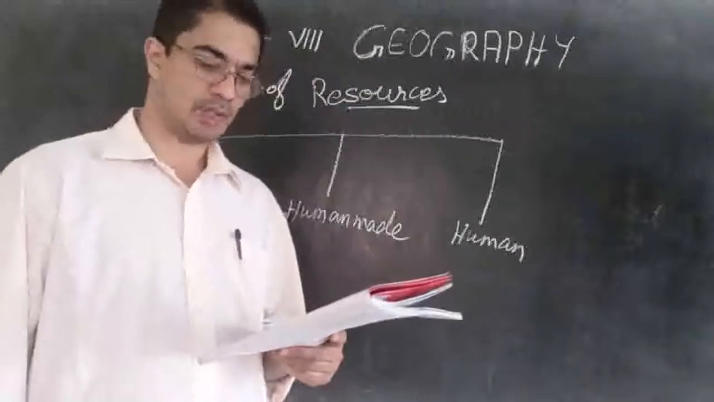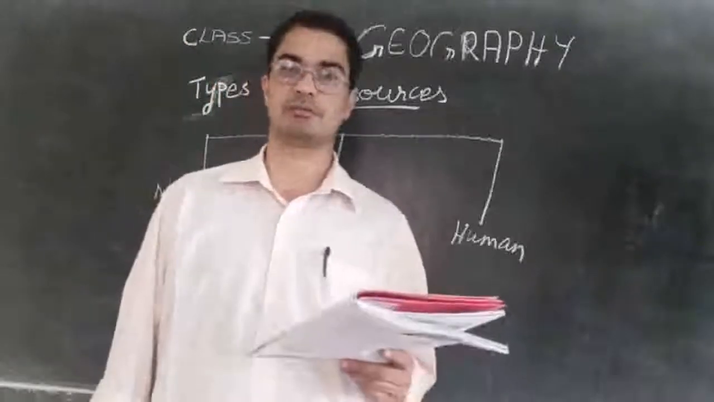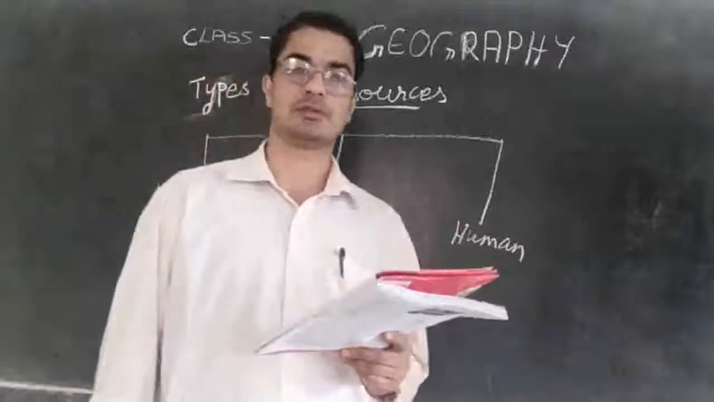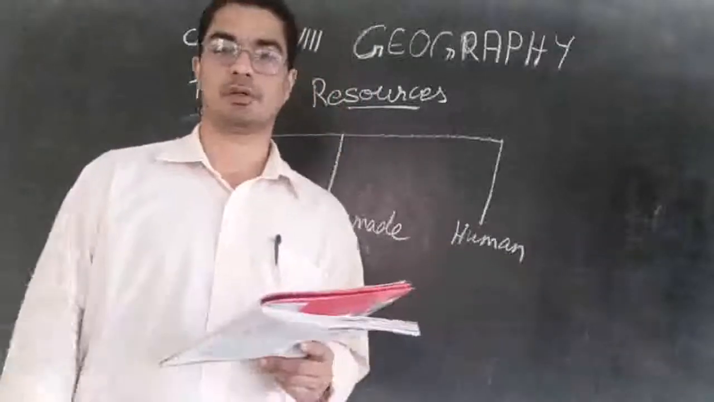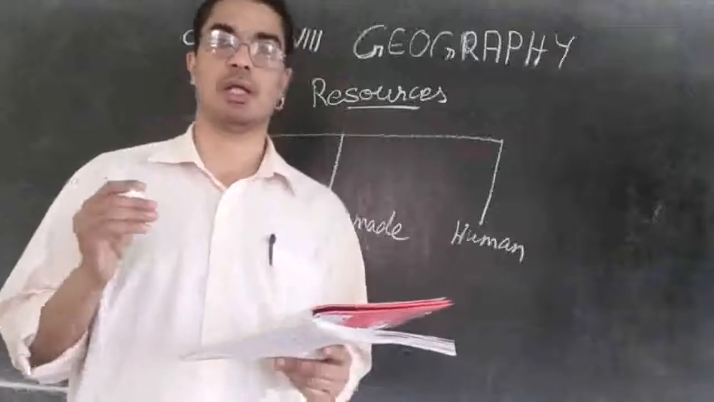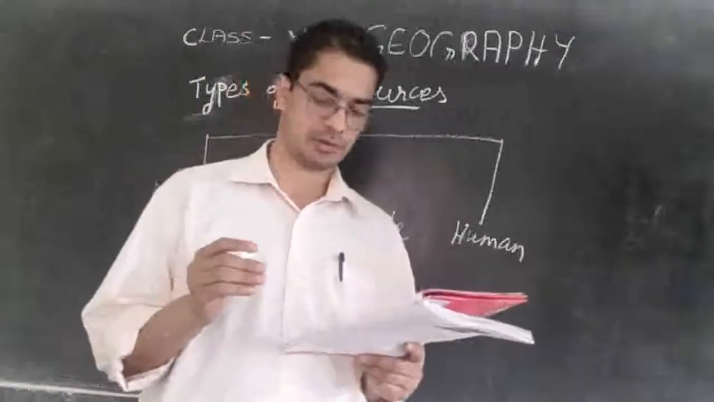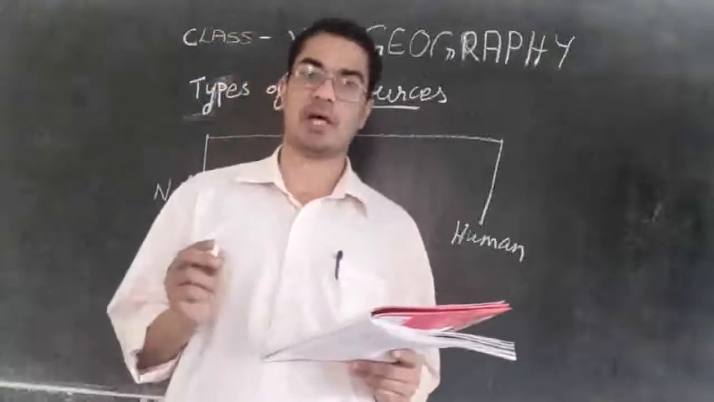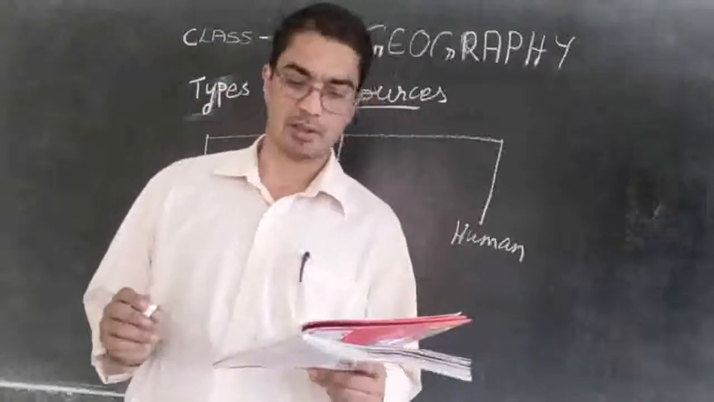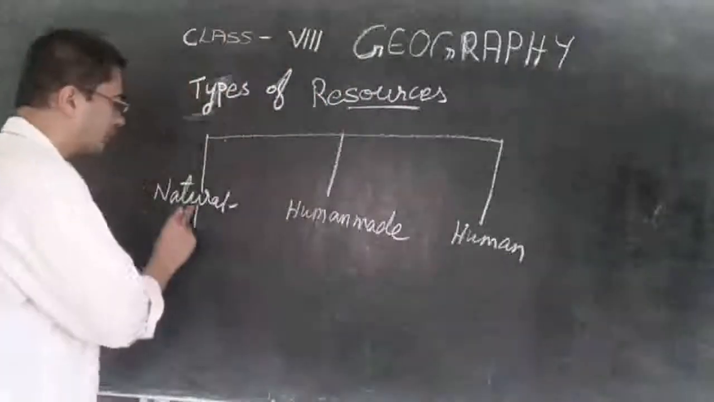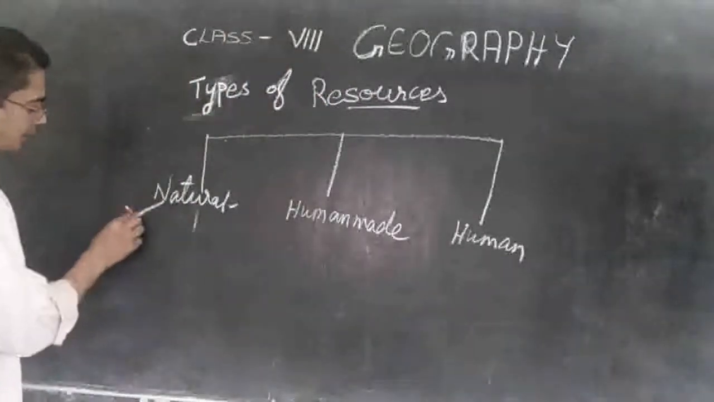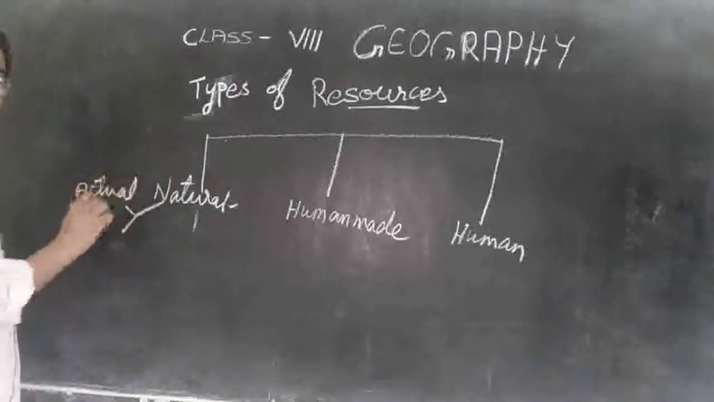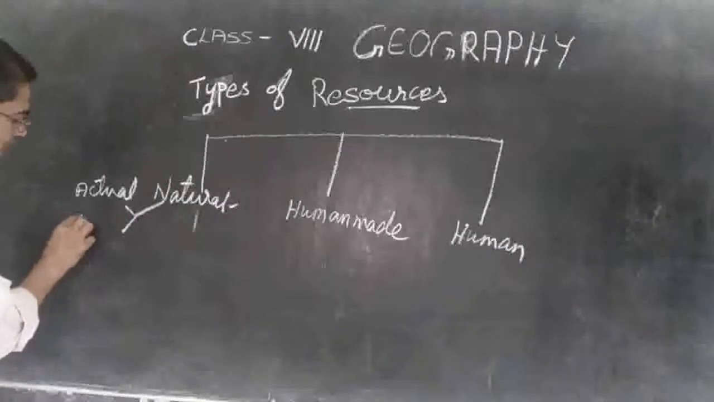Now let's see based on the level of development. So based on the level of development, the resources can be divided into two groups: actual resource and potential resource. So one is actual and the other is potential.